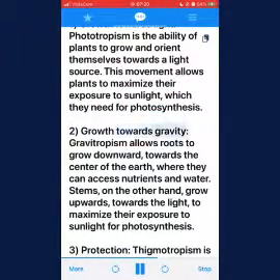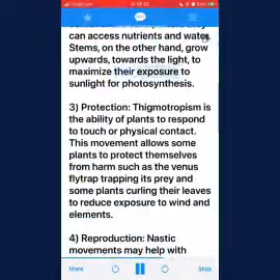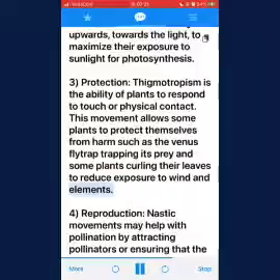2. Growth towards gravity. Gravitropism allows roots to grow downward, towards the center of the earth, where they can access nutrients and water. Stems, on the other hand, grow upwards, towards the light, to maximize their exposure to sunlight for photosynthesis. 3. Protection. Thigmotropism is the ability of plants to respond to touch or physical contact. This movement allows some plants to protect themselves from harm such as the Venus flytrap trapping its prey and some plants curling their leaves to reduce exposure to wind and elements.